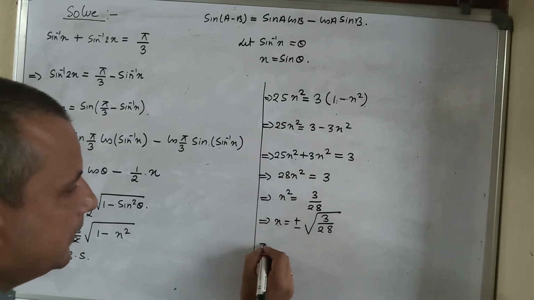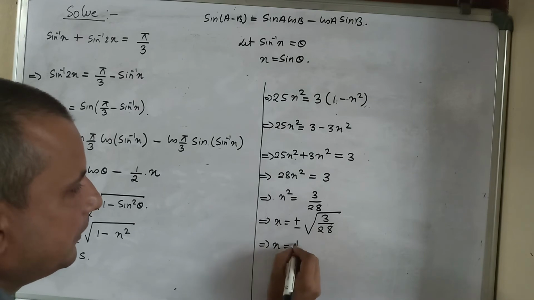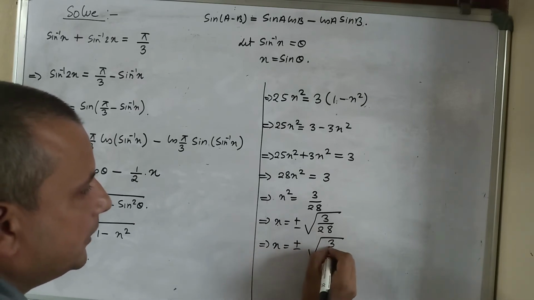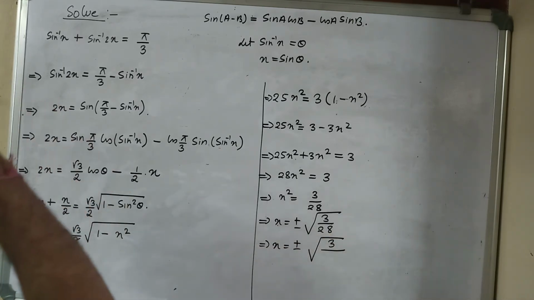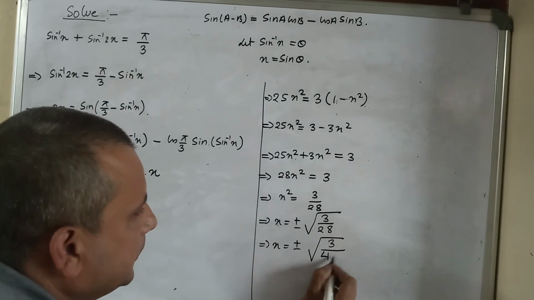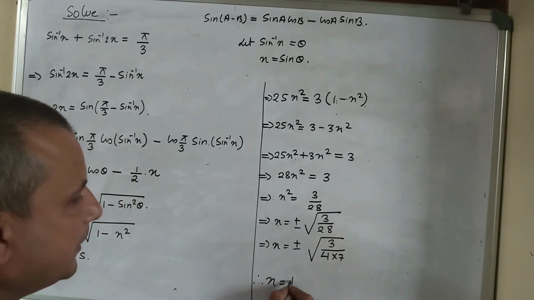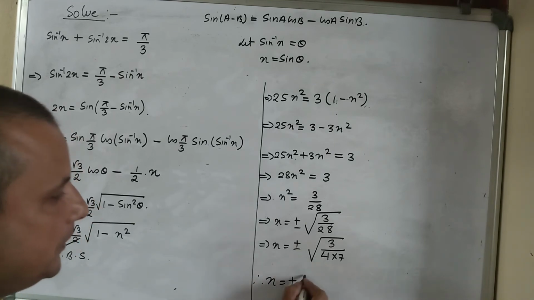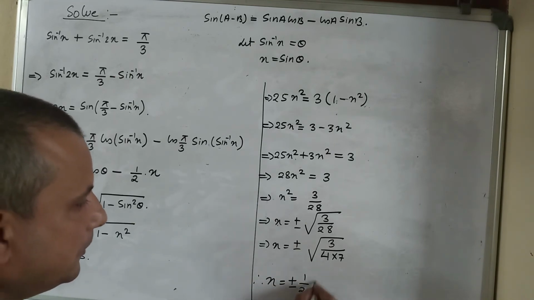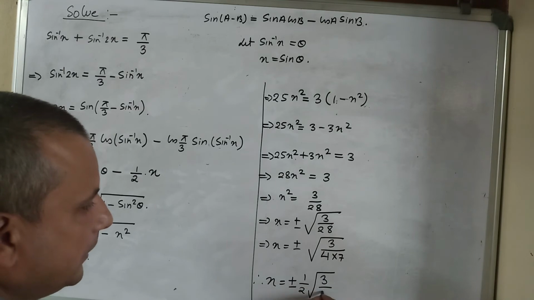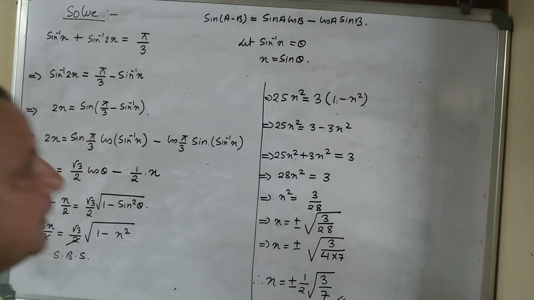Now I'll simplify these things. Root 3 over 28: we can write 28 as 4 into 7. Therefore, the value of x, the proper answer, under root 4 is 2, so 2 under root 3 by 7 is the required answer.